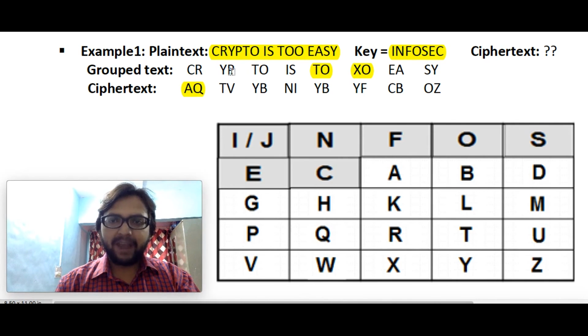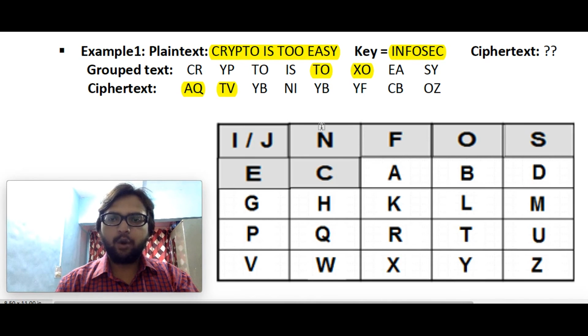Then we have YP. So where is Y? We have Y here and we have P here. As you can see, it is diagonal. So Y and P, exact opposite of this, we have T and V. This diagonal and this diagonal. Or you can see we are going to replace Y with T and P with V. So this is our ciphertext.